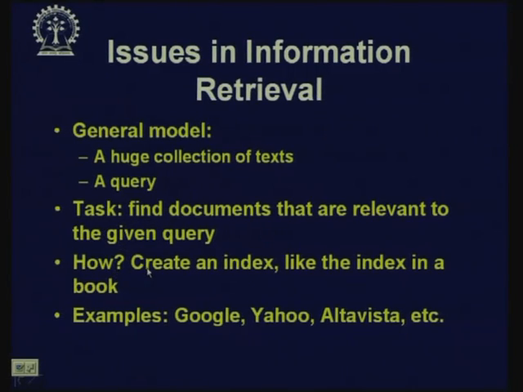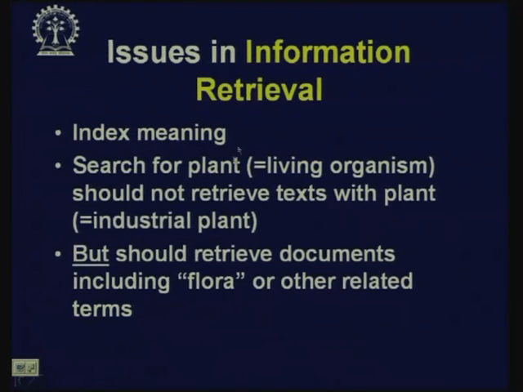So, we usually find out the documents through creating an index like the index in a book, and applications of such information retrieval you will find in most of the search engines like Google, Yahoo, Alta Vista and everything. The main issues in information retrieval are: we have to index the meaning, because as we have seen one word can have multiple meanings. In that case, which meaning should I assume this word to refer to?